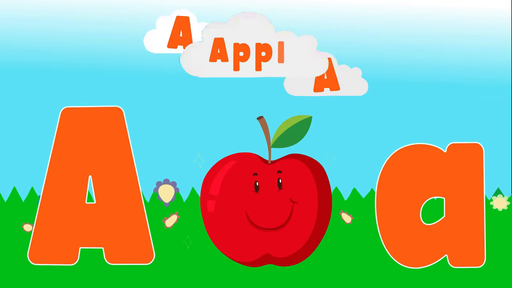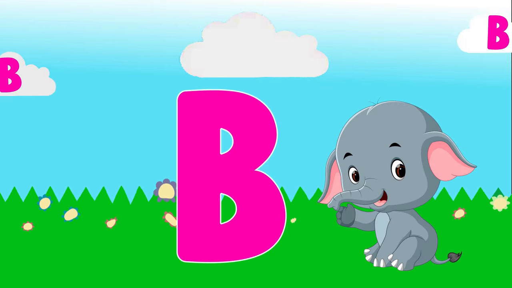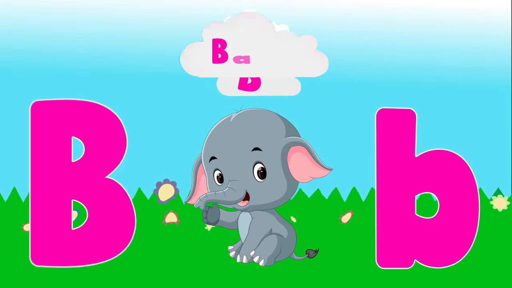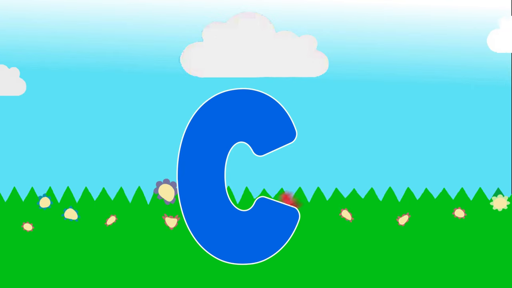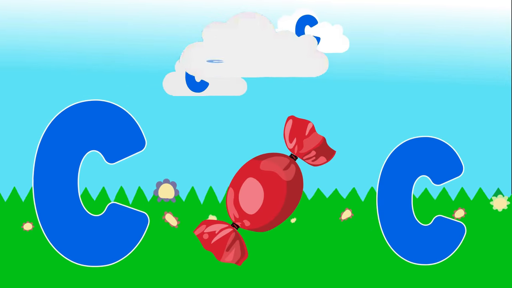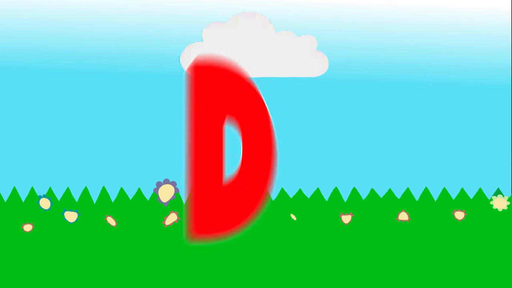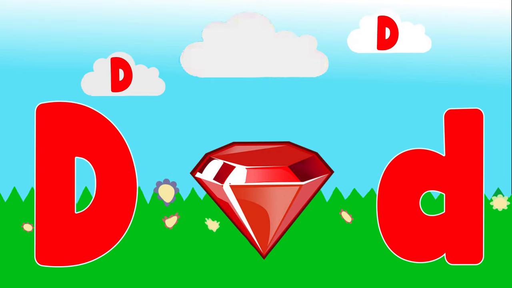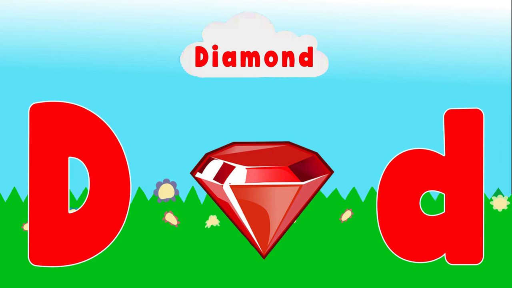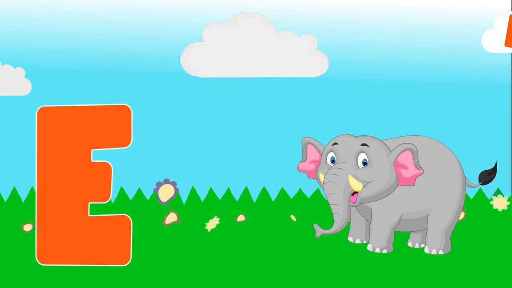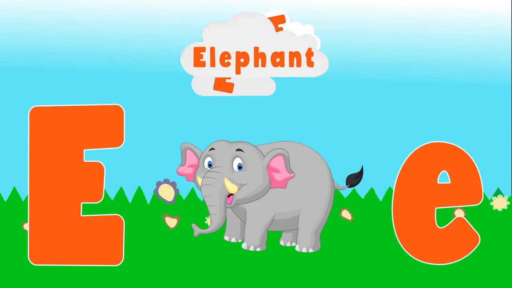A is for apple, apple, apple. A, apple. B is for baby, baby, baby. B, baby. C is for candy, candy, candy. C, candy. D is for diamond, diamond, diamond. D, diamond. E is for elephant, elephant. E, elephant.